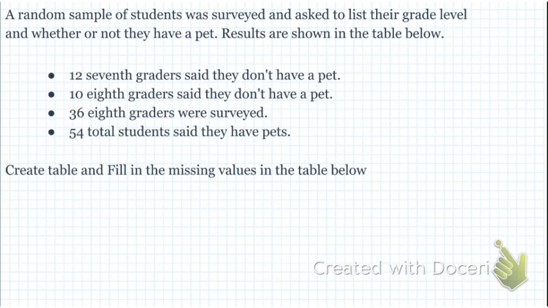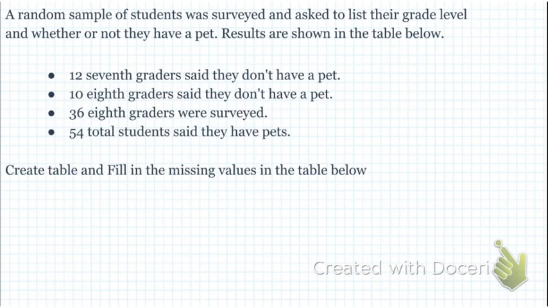It says a random sample of students were surveyed and asked to list their grade level and whether or not they have a pet. Results are shown in the table below. So we've got to draw a table below. We have 12 7th graders who said they don't have a pet. We have 10 8th graders who said they don't have a pet. We have 36 8th graders who were surveyed, and 54 total students who said they have pets. So let's create the table.